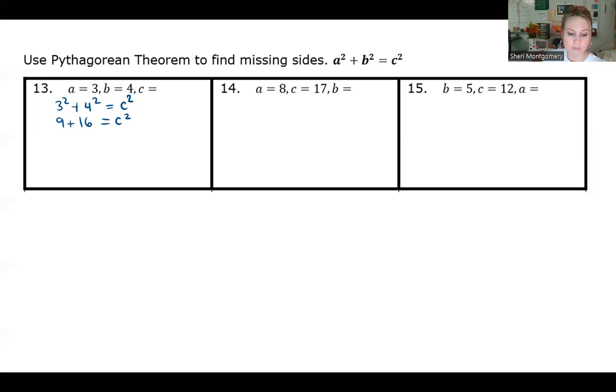Whoever has their music on, can you please pause it? So it's 25. These are always going to be nice, beautiful whole numbers. So something times itself gives you 25. What is it? So c is equal to 5.